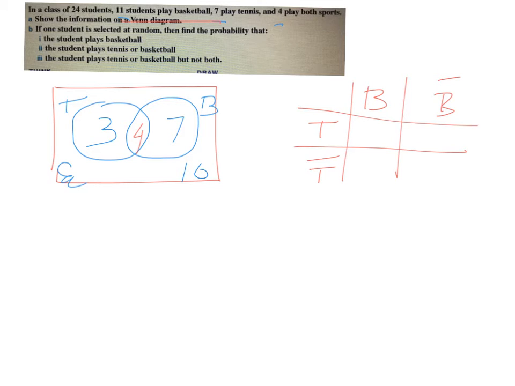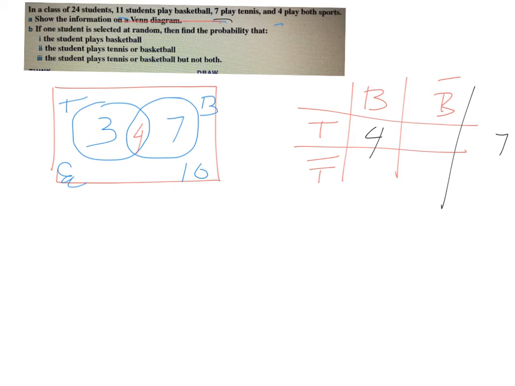Bit lazy. Anyhow, let's see how we can put that into a two-way table. So let's pretend we haven't done this. We're not going to convert this to this. We're going to convert this to this. So we're going to have a look at this. 4 play both. Well, both is here. So we'll put a 4 here. Now, it tells us that, what else have we got? So 4 play both, 7 play tennis. So we know that 7 play tennis, so we put a 7 here because that's our total.